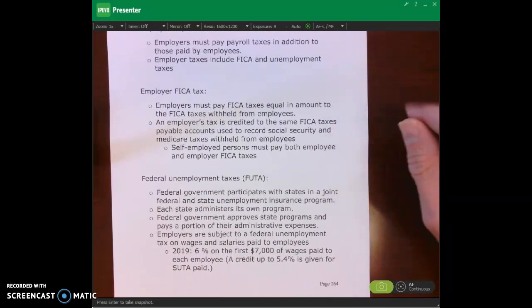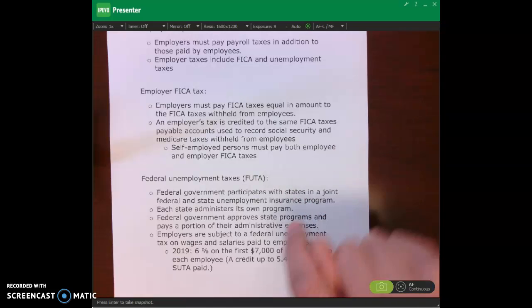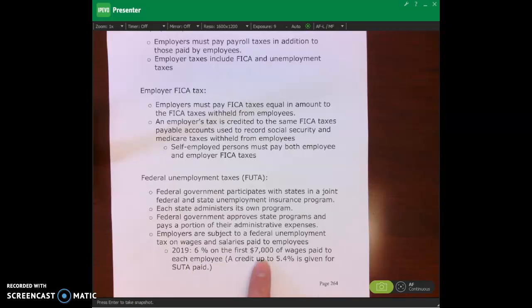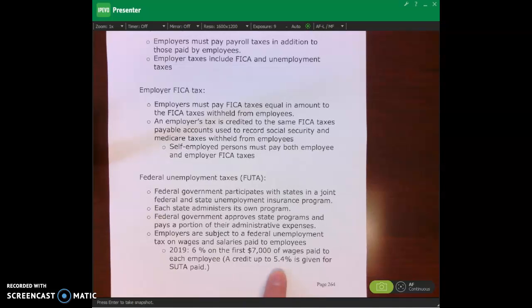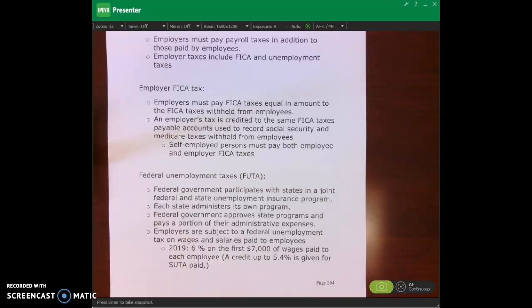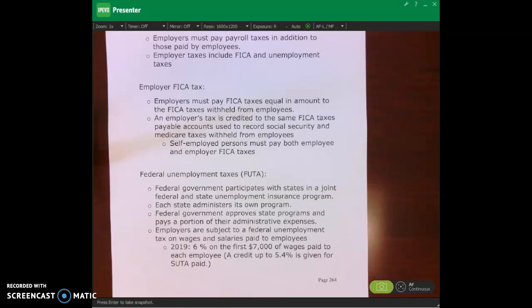Employers also pay federal unemployment taxes, FUTA, okay? So the federal government participates with states in joint federal and state unemployment insurance programs. Each state has its own programs, and the federal government approves the state programs and pays some of their administrative expenses. And so employers are subject to federal unemployment taxes on wages, okay? In 2019, it was 6% on the first $7,000 of wages paid to each employee. But there's a credit up to 5.4% for state unemployment taxes paid. So then the effective rate is lower. It's the 6 minus the 5.4, so it's lower, okay? And then there is a cap, $7,000.